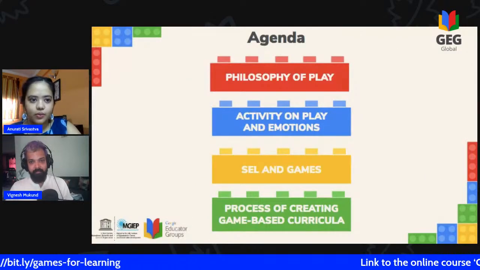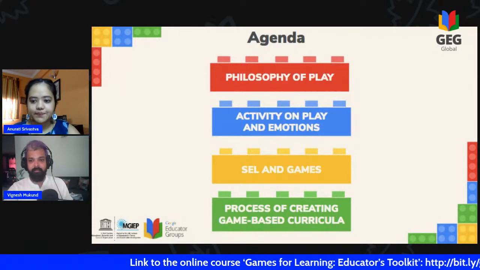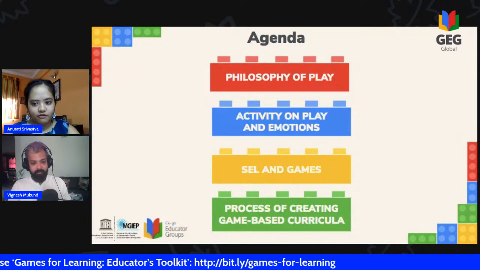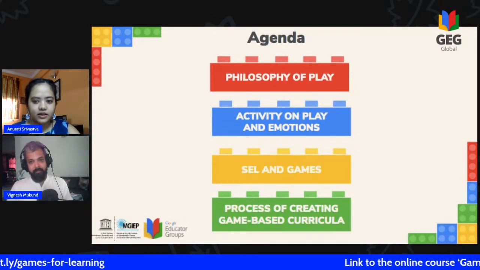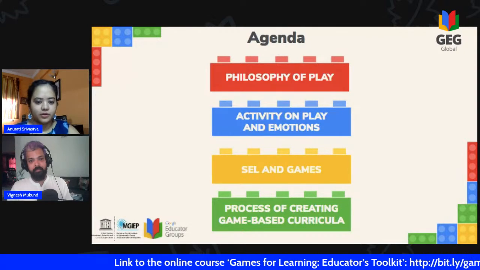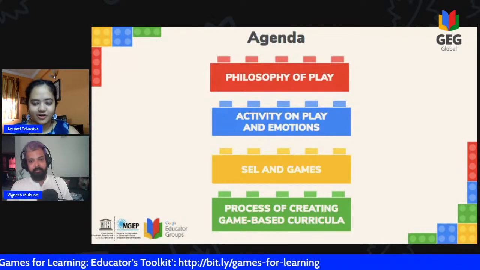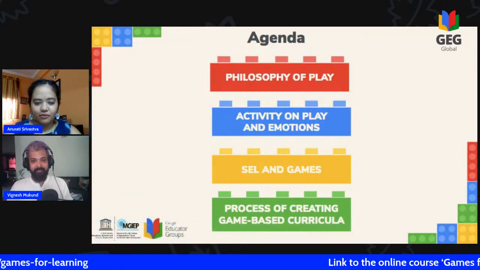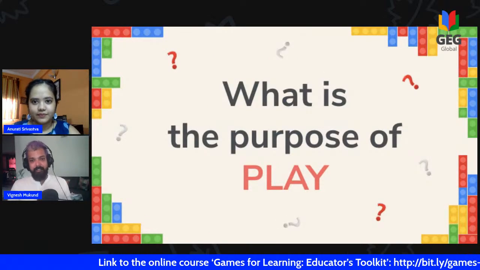So today's session will be for about an hour and has been divided into 4 sections as you see on screen. We first begin with talking about play, the philosophy of play, the components of play. Vignesh will be doing a short activity on play, then an introduction to SEL within the context of video games, of commercially available games. And finally, the process of creating game-based curricula, the secret sauce behind creating game-based courses. With that, I will let Vignesh talk about the use of play for learning. Over to you, Vignesh.